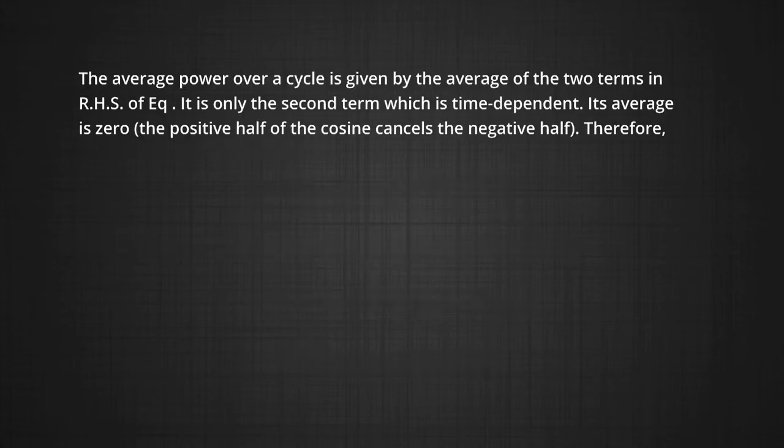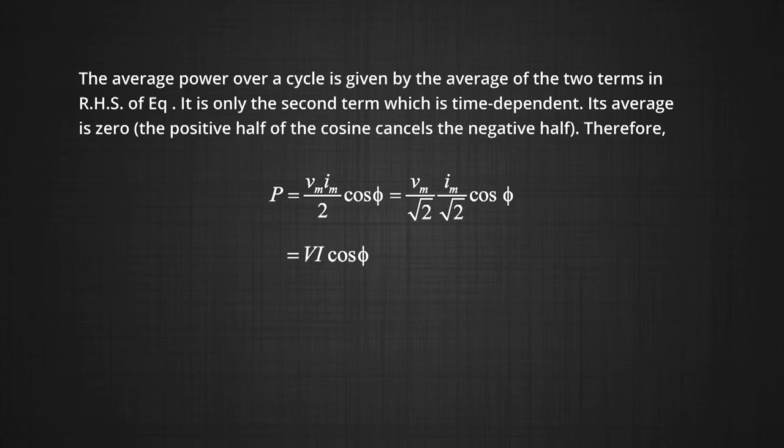That is, the average power over a cycle is given by the average of the two terms on the right hand side of the equation. It is only the second term which is time dependent. Its average is 0, that is, the positive half cycles of the cosine cancel with the negative half. Therefore, the power is P is equal to Vm Im divided by 2 cos phi, or it can be written as Vm divided by root 2 into Im divided by root 2 cos phi, or P is equal to V I cos phi. This can also be written as P is equal to I square Z cos phi, since we know P is equal to I square R, so we can replace that I as I square.